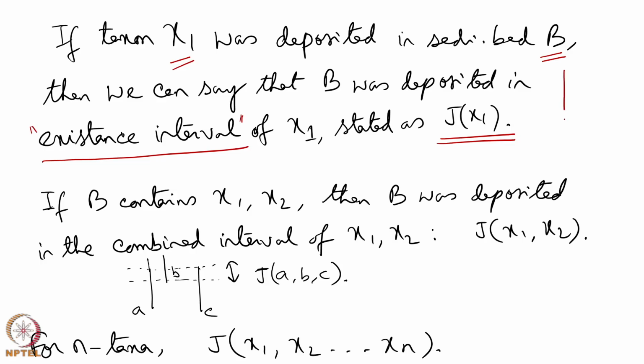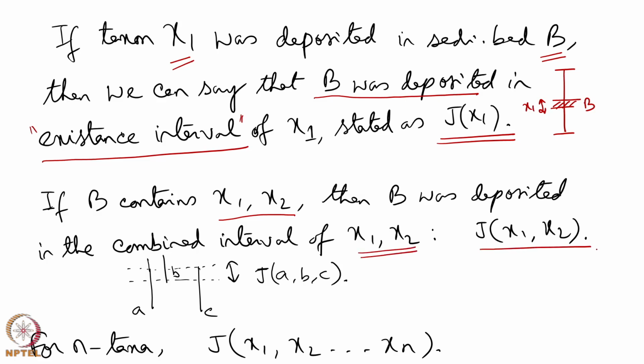What would be the diagram? This is a complete succession, and here is the bed B and here x1 is found, then we say that B sediment was deposited within the existence interval of x1 represented by Jx1. Now, if B contains more than one taxon, so we have got taxa x1, x2, maybe more, then B was deposited in the combined interval of x1 and x2 represented by Jx1,x2.